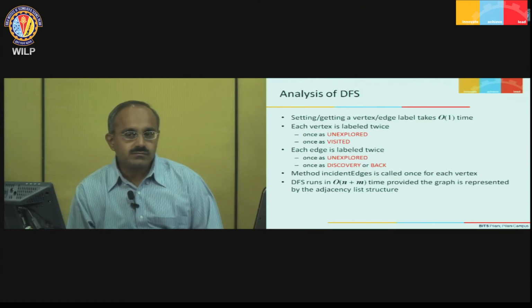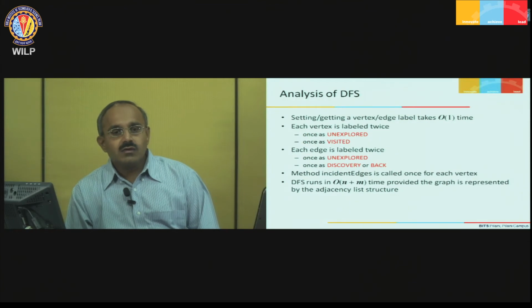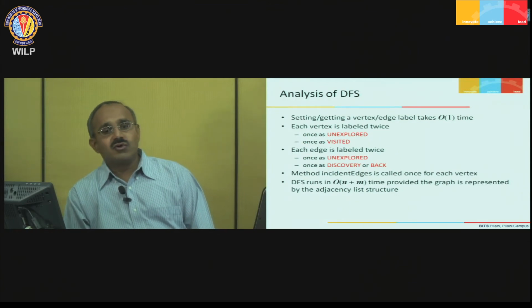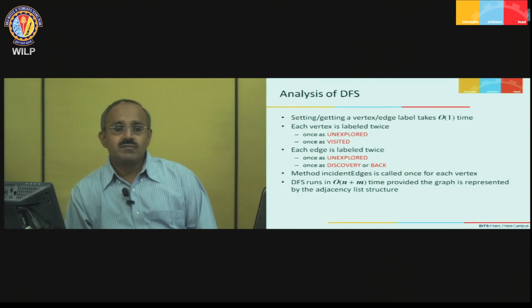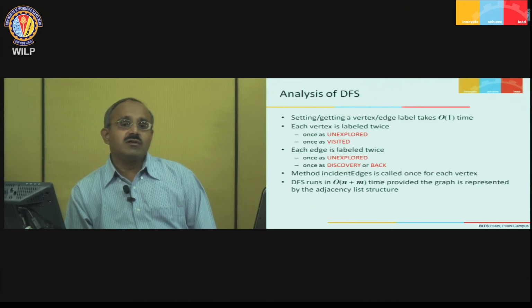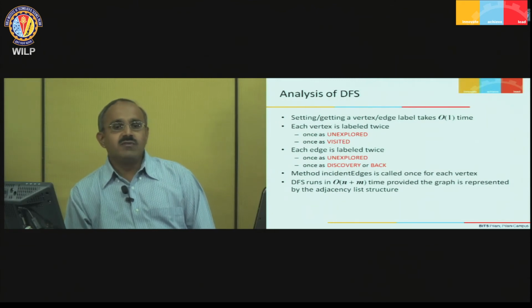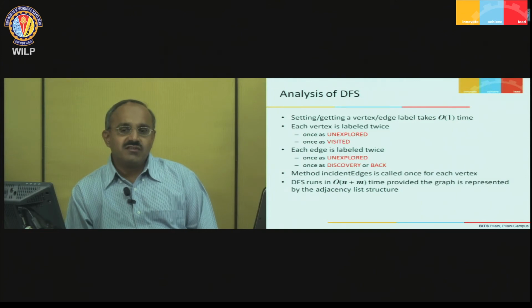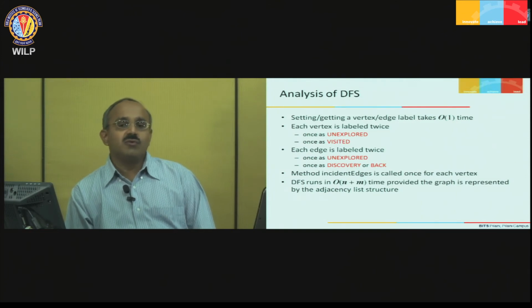We will see that unlike sorting and searching, the analysis of algorithms or procedures based on graphs will depend upon how the graph is represented in the machine. For example, in this case we see that if the graph is represented or stored as an adjacency list structure, then the time taken is going to be order n plus m.